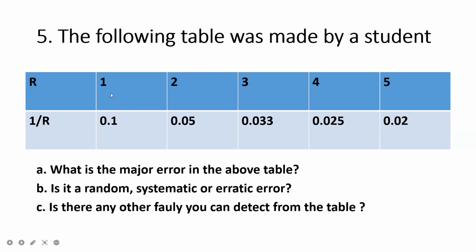When we find 1 over r for this table, 1 divided by 1 here is not 0.1. It is 1. 1 divided by 2 here is not 0.05. It is 0.5. So the calculation of the value of 1 over r shows that the error detected here is a random error.